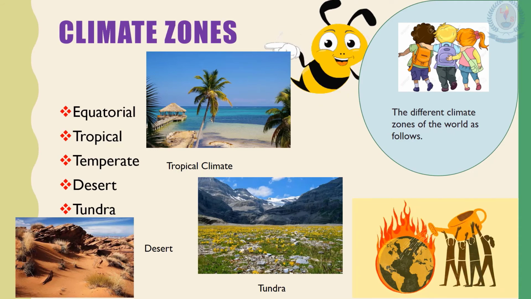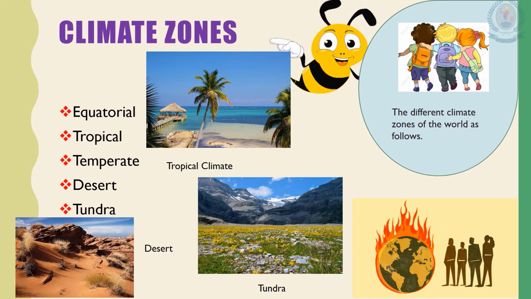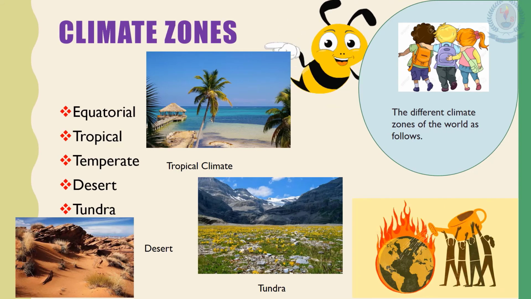Temperate. Places between the tropical zone and the Arctic and Antarctic circles enjoy temperate weather. Here the summers are hot and winters are cool and dry. Desert. Most of the world's deserts are located near the Tropic of Cancer or Tropic of Capricorn. Here the weather is extremely hot, and nights and winters are extremely cold. There is little or no rainfall.